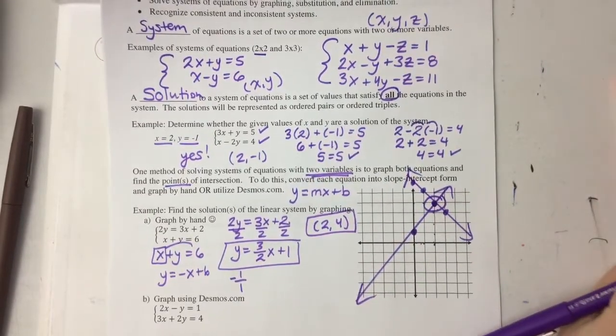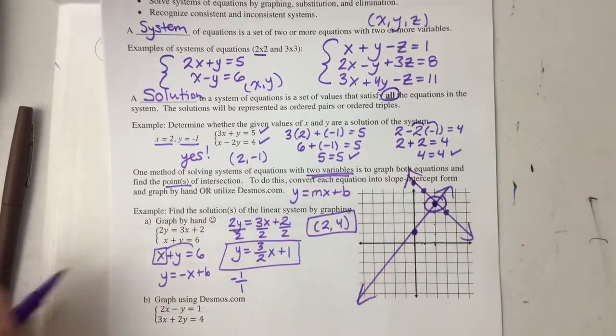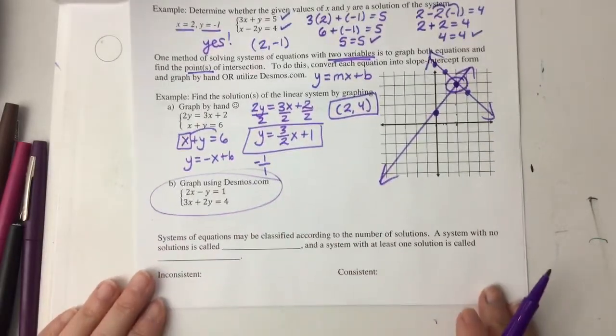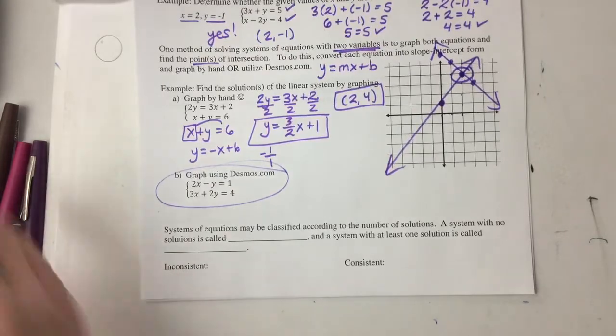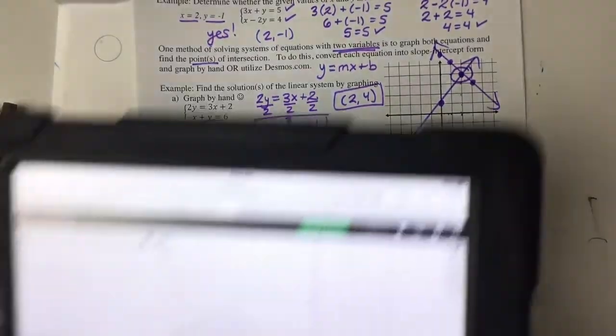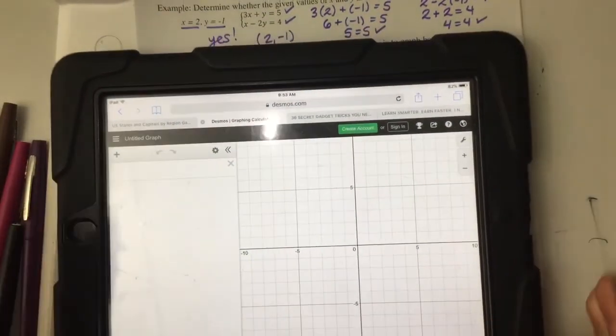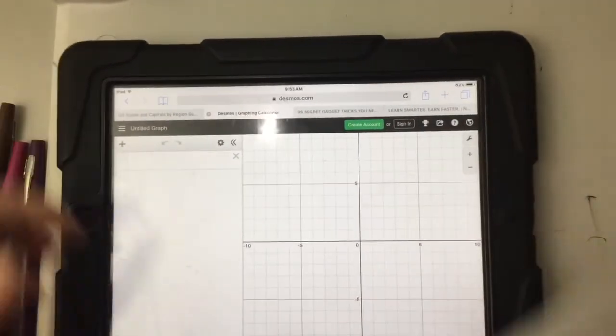Now, obviously, you're not always going to have nice integers where they cross. So sometimes Desmos.com, that's a really cool place to solve equations. You can get an approximate answer. So I'm going to go ahead and jump on Desmos here to do this. Look at this, 2 iPads.